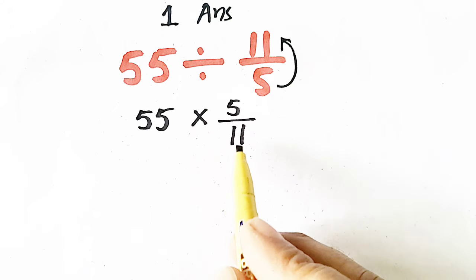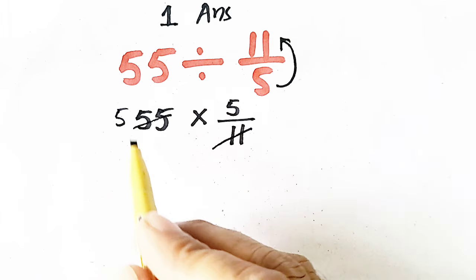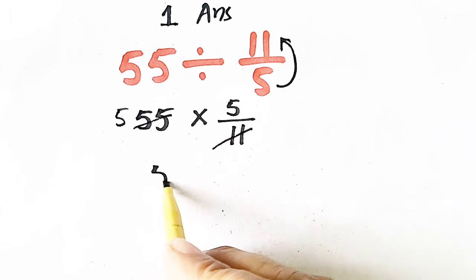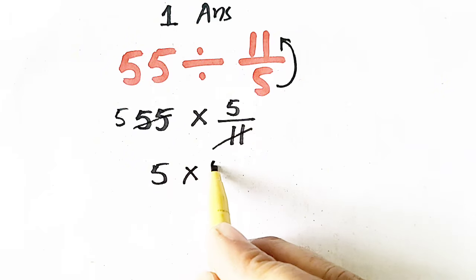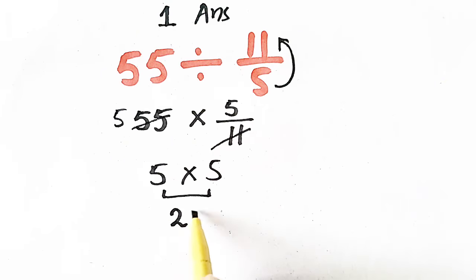Now we can cancel 11 and 55, which will be equal to 5. Now the remaining terms are 5 times 5, which will be 25.